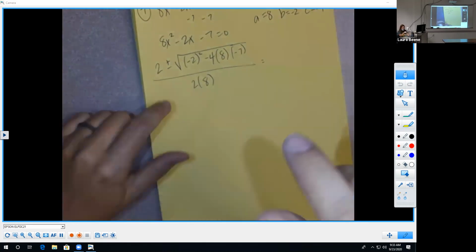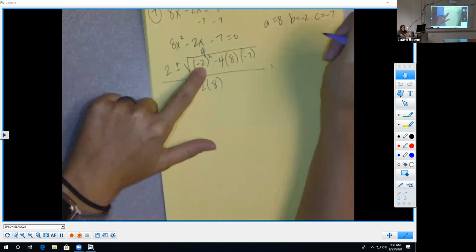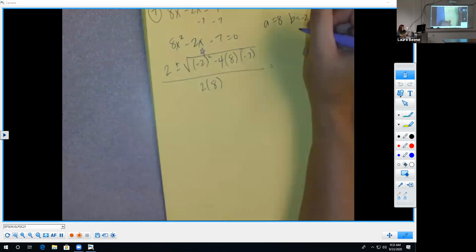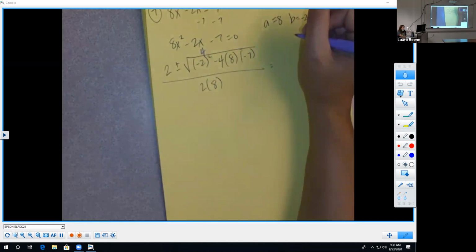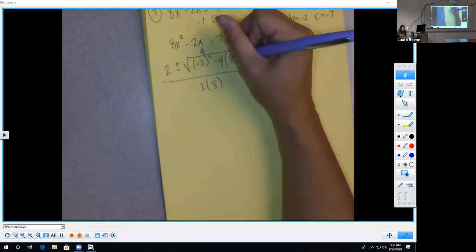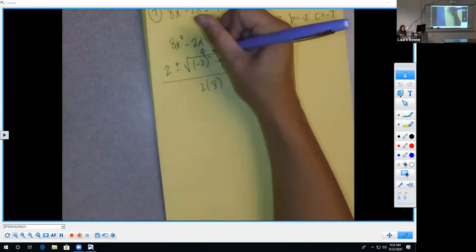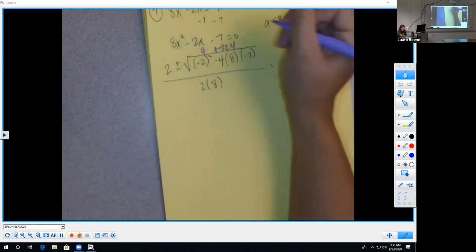Okay, so negative 2 squared is positive 4. Negative 4 times 8 times negative 7 is a big old number. What is it? 224. I think it should be positive 224. So it's going to be plus 224.